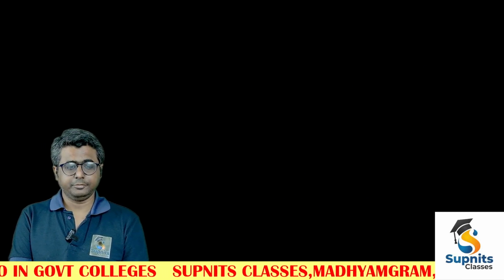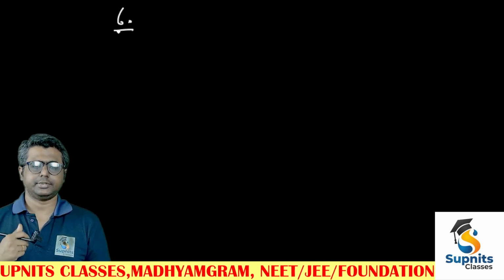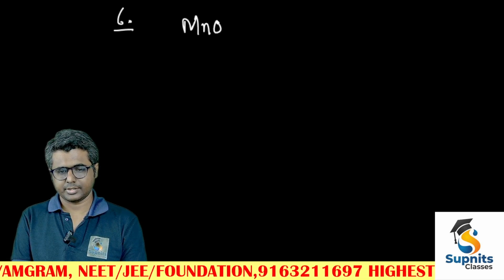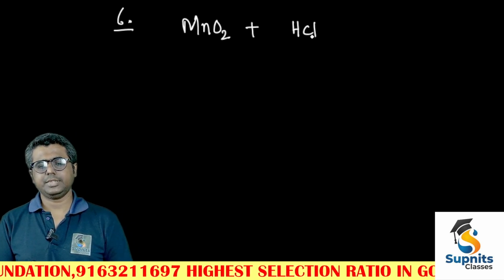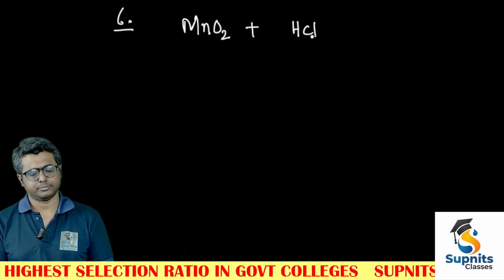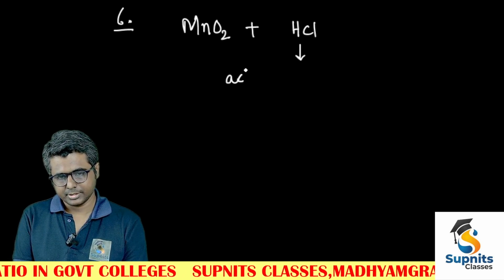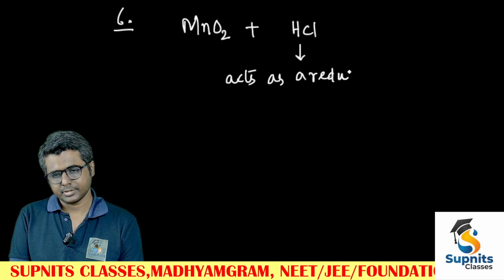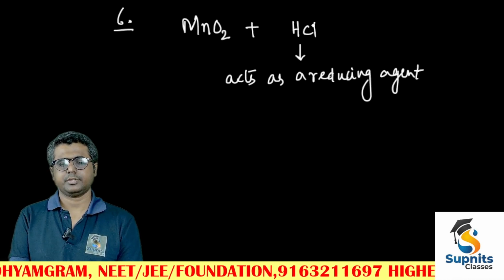Our 6th reaction now. In this number 6 we are going to write 3 reactions in a row, that is, one is MnO2 plus HCl. If you see, this reaction exemplifies the reducing nature of HCl. So, here HCl acts as a reducing agent. Okay, this is very important.